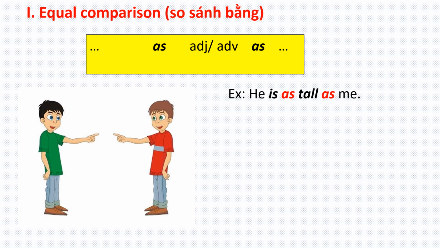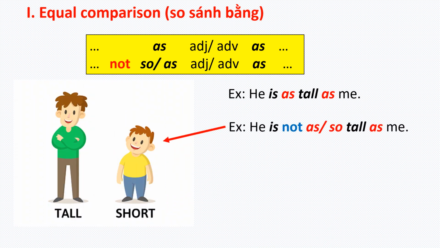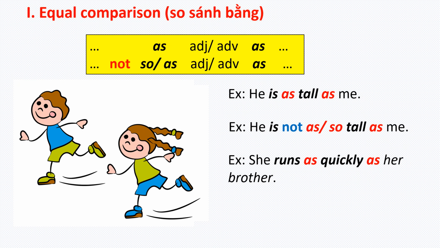For example, he is as tall as me. We can also make negative comparisons by saying not as or so plus adjective or adverb plus as. For example, he is not as tall as me. She runs as quickly as her brother.